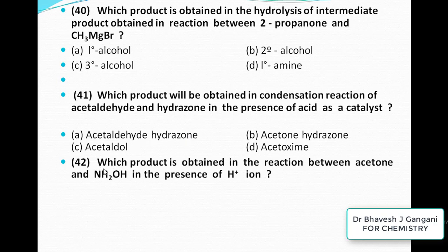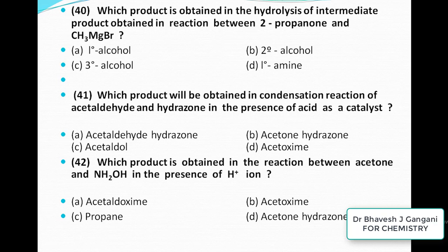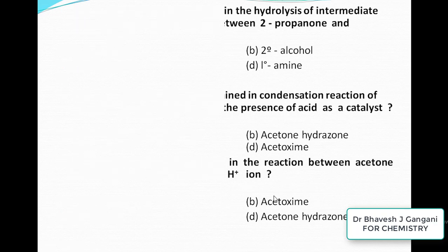Now question number 42. Which product is obtained in the reaction of acetone with NH2OH in the presence of H plus ion? Now acetone की condensation reaction हुई hydroxylamine के साथ, then it gives us acetoxime. So answer of this question will be, out of these four, B, acetoxime. Acetoxime will be obtained.